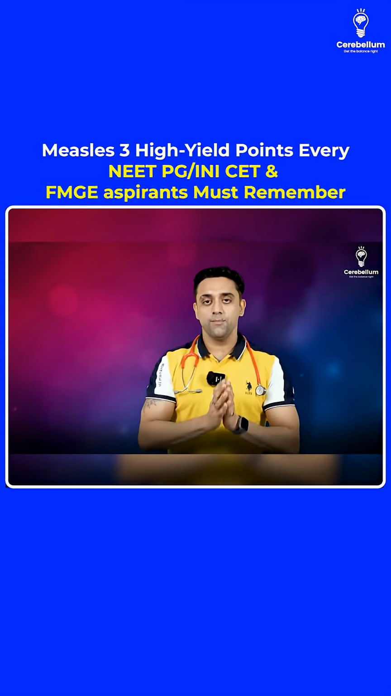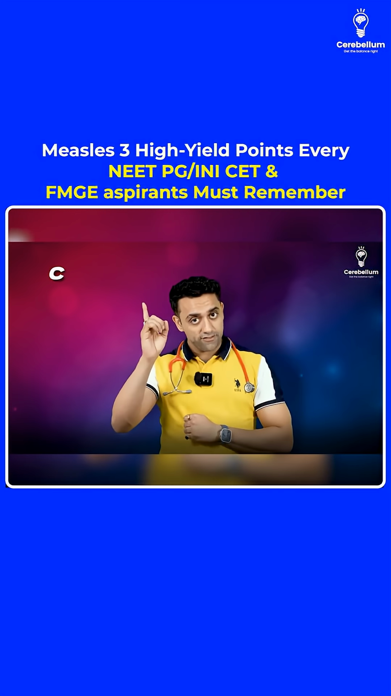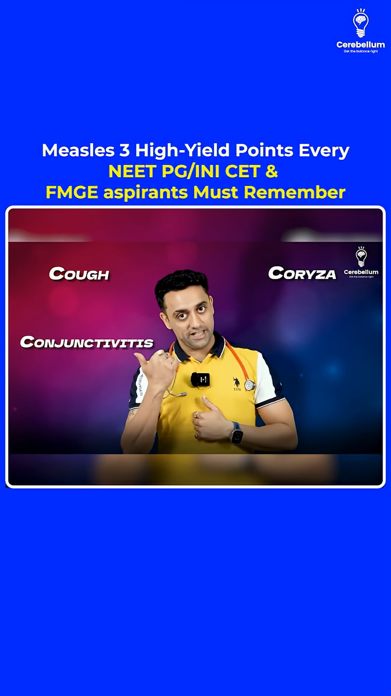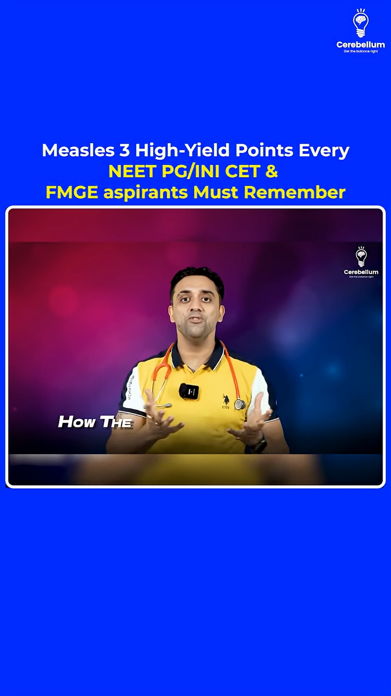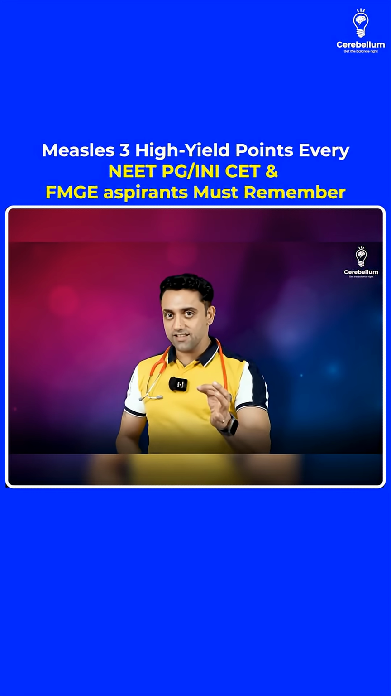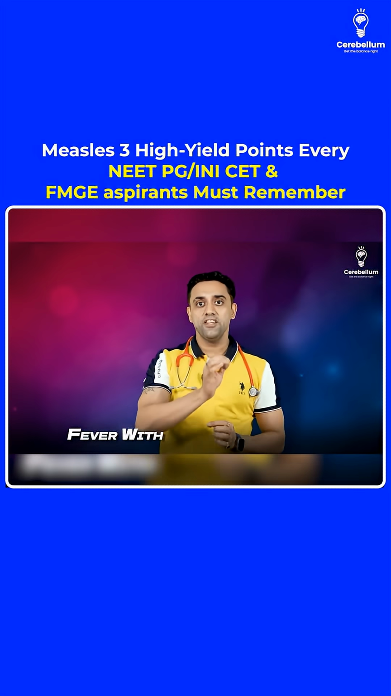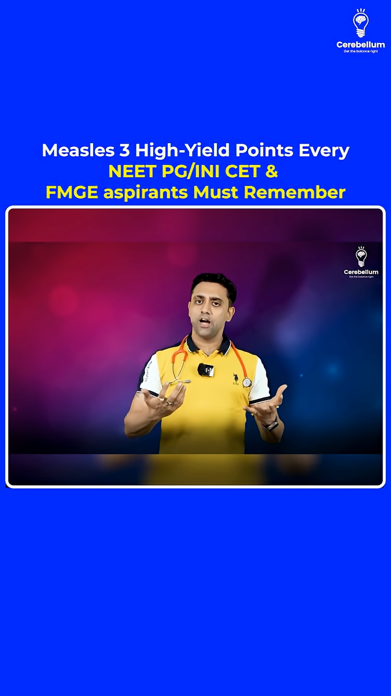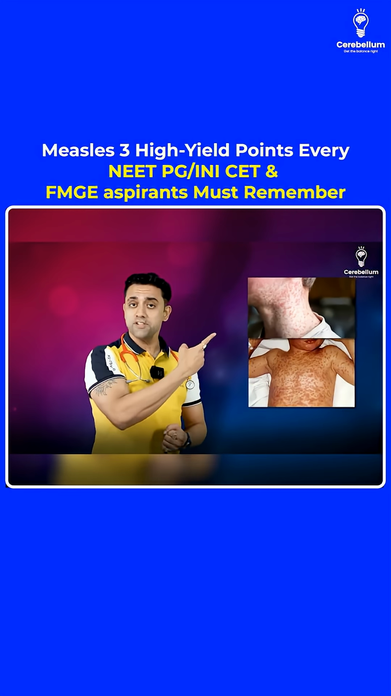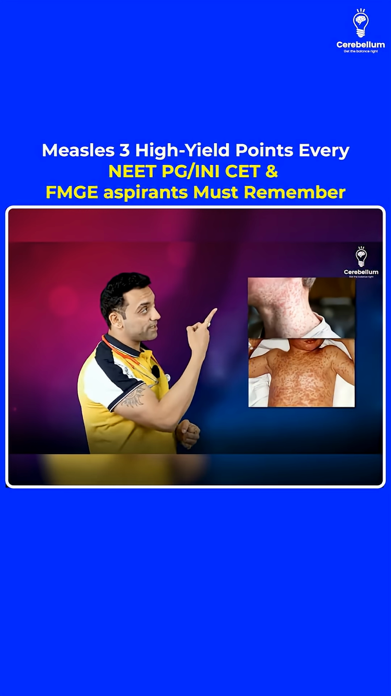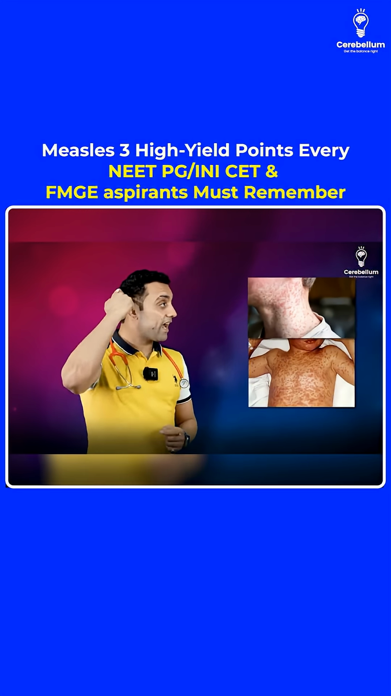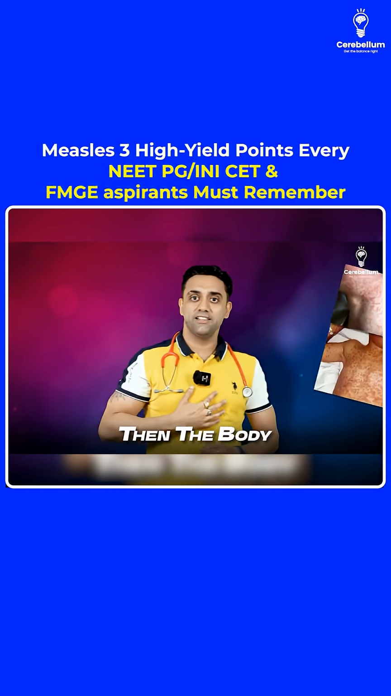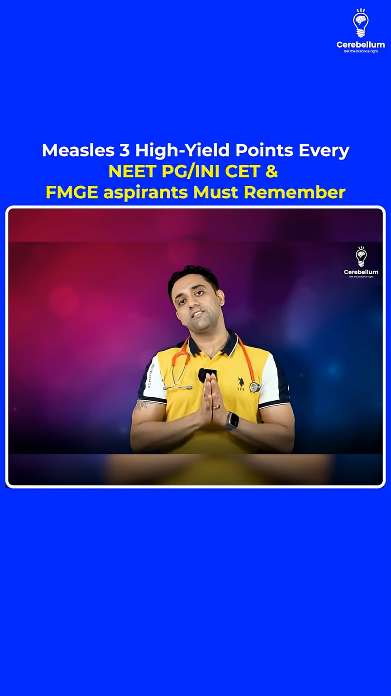So if the patient comes to OPD, you will ask for cough, for coryza, for conjunctivitis. Very importantly, how the rash will start. Measles is a disease where the rash will come with fever on day 4. Yes, exactly day 4. And how the rash will come? The rash will start behind the ear. As you can see in the picture, the rash will start behind the ear, then the face and then the body. So that's how the measles rash comes.